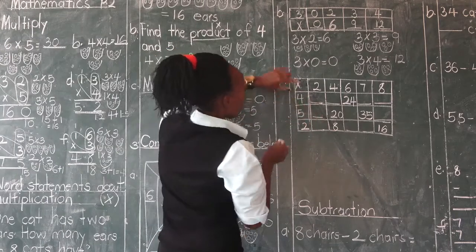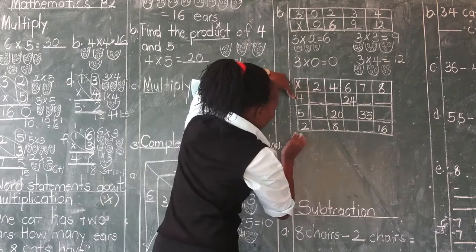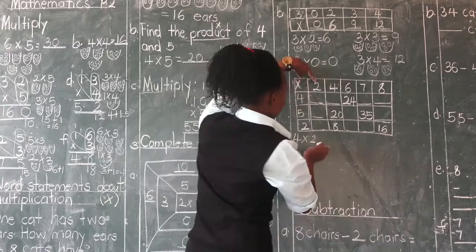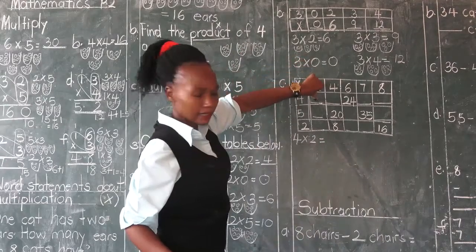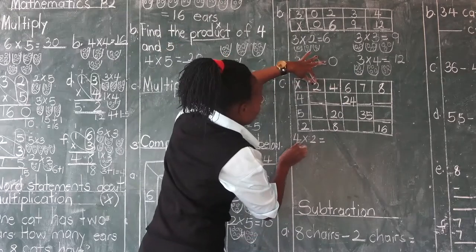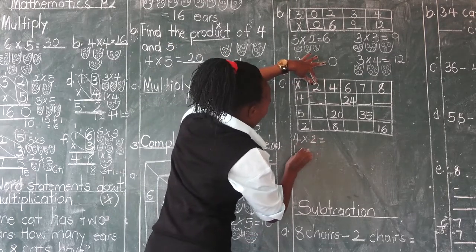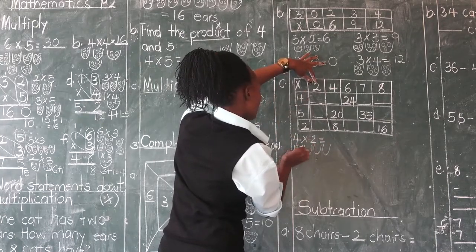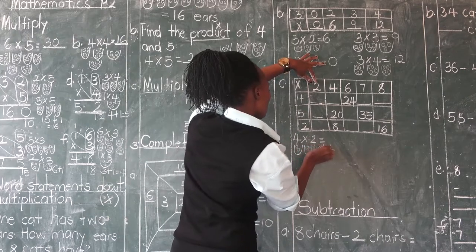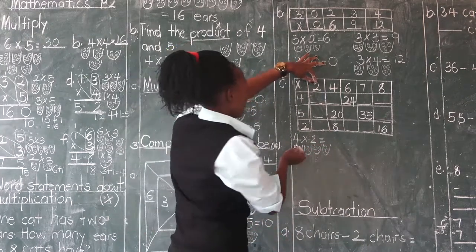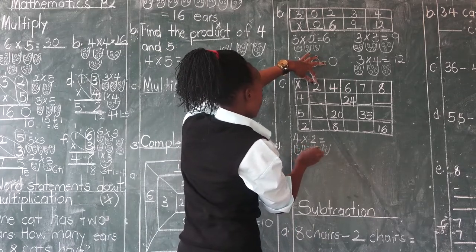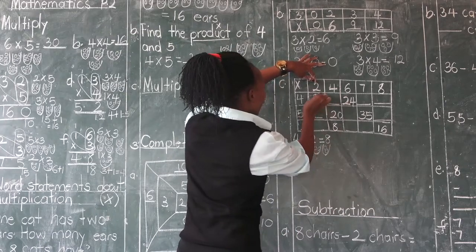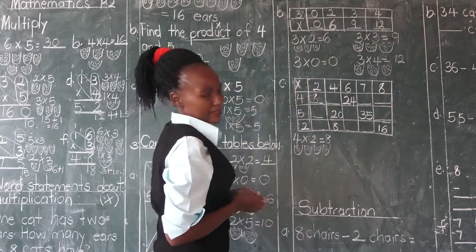Okay? Now here we are going to get 4 times 2. We want to find out the answer here. We are going to form 4 groups of 2. 1, 2, 3, 4 groups of 2. Now let's put them together. 1, 2, 3, 4, 5, 6, 7, 8. Now, 4 times 2, we shall get 8.